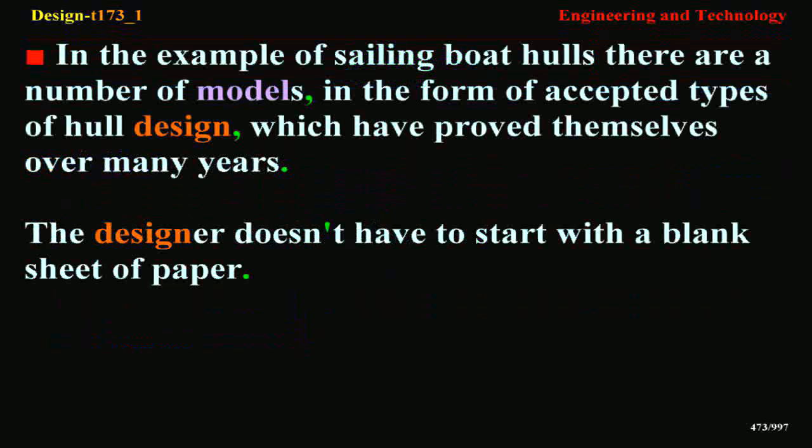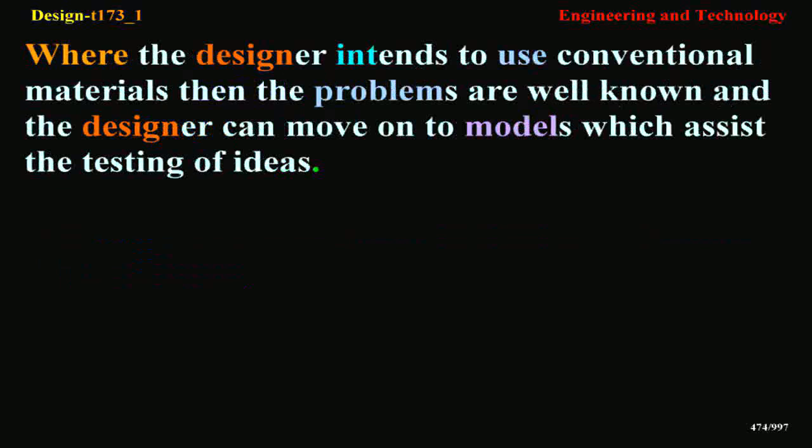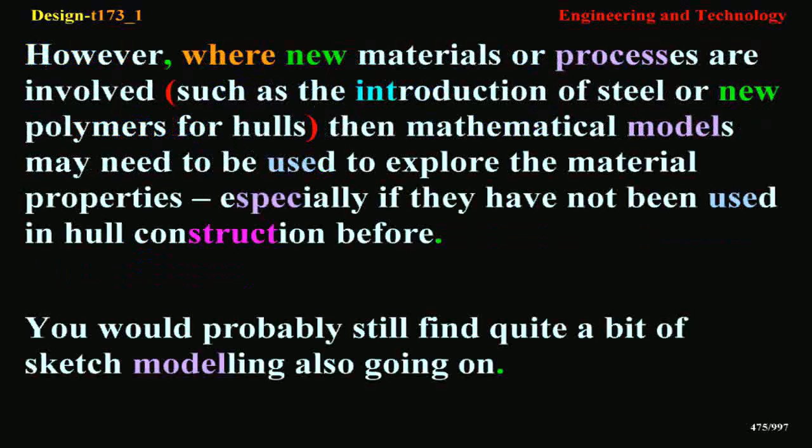In the example of sailing boat hulls there are a number of models, in the form of accepted types of hull design, which have proved themselves over many years. The designer doesn't have to start with a blank sheet of paper. Where the designer intends to use conventional materials then the problems are well known and the designer can move on to models which assist the testing of ideas. However, where new materials or processes are involved, such as the introduction of steel or new polymers for hulls, then mathematical models may need to be used to explore the material properties, especially if they have not been used in hull construction before. You would probably still find quite a bit of sketch modeling also going on.